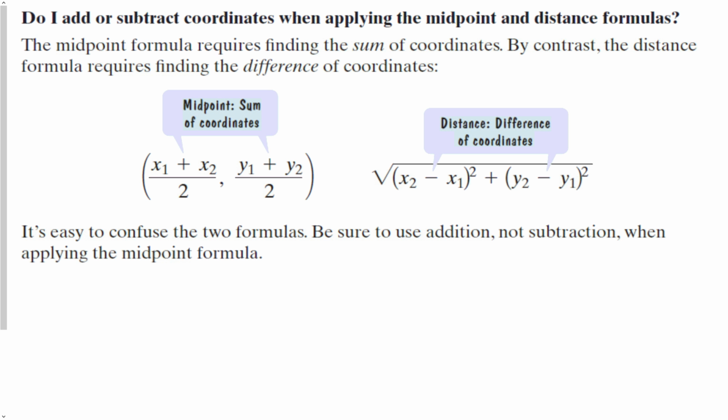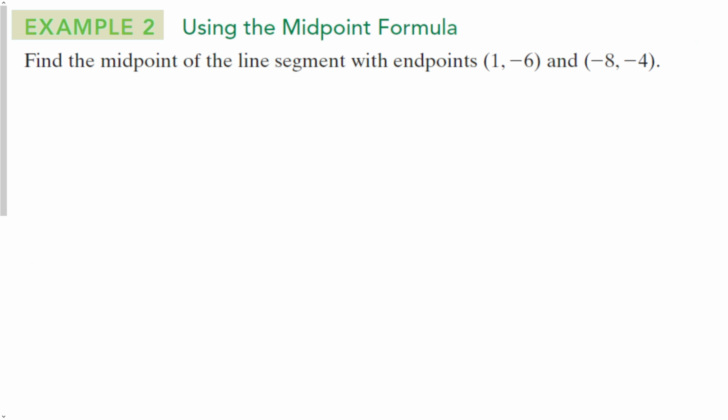Now, a good question that people ask is, do I add or subtract coordinates when applying the midpoint and distance formulas? So just be careful with the formulas. The midpoint formula requires finding the sum of the coordinates. By contrast, the distance formula requires finding the difference of the coordinates. So this is going to be a sum. This one is going to be a difference. Easy to confuse the two. Very, very common mistake when trying to calculate these two numbers. Okay. So just be careful.